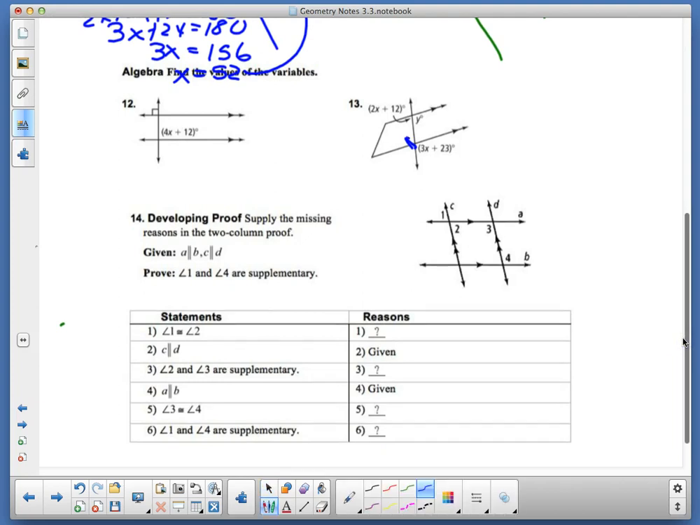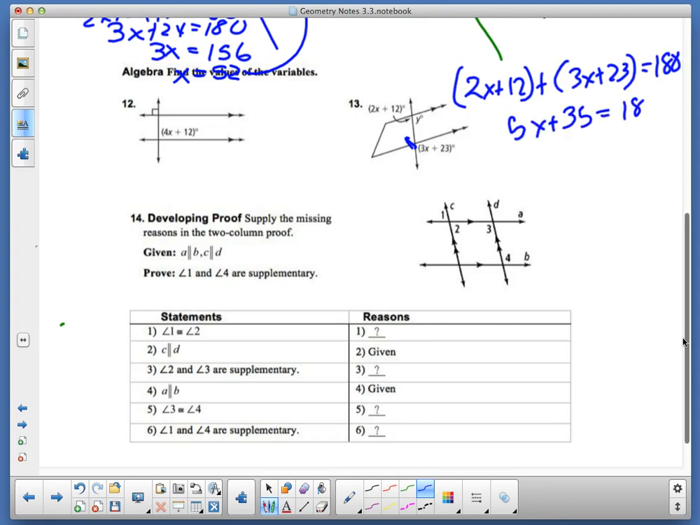Vertical angles. Are you okay with that? So now I've got same side interiors. So 2x plus 12, that's one angle, plus my other angle, 3x plus 23, is equal to 180. So I got 5x plus 35 is equal to 180, and I got 5x is equal to 145. So now I'm at the point of saying, well, hey, that's 29 at this point. And I'm able to pop that in there and pop that in there. Okay?